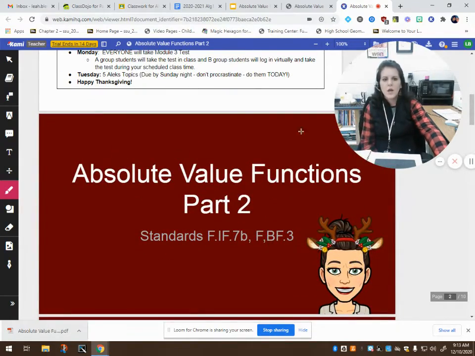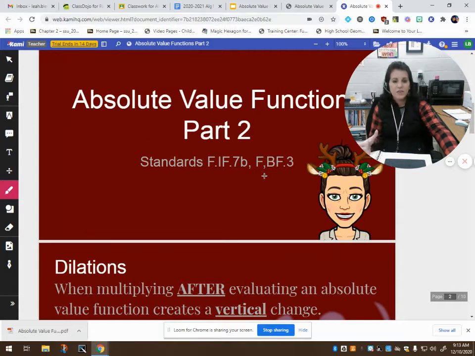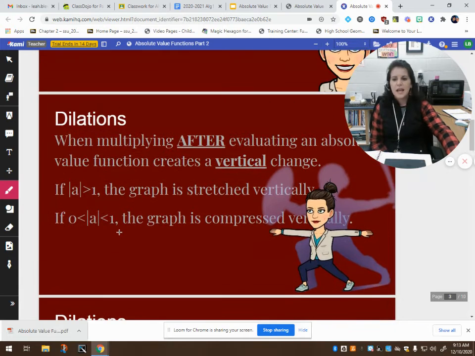So in part 1, we were talking about translations, transformations in general, but specifically the translations shifting right and left, up and down. And so today we're going to look at a different type of transformation, and those transformations are dilations and reflections. So let's begin with dilations.